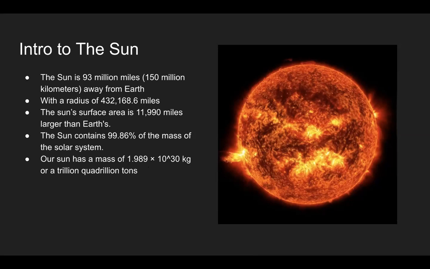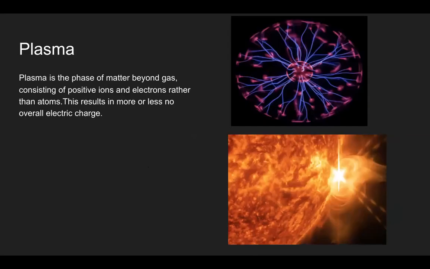Okay. And the sun is all made out of plasma. So, what is plasma? Plasma is the phase of matter beyond gas consisting of positive ions and electrons rather than atoms, and this results in no overall electric charge. So it's neutral because the positive ions and the electrons, so it's positive negative, which is neutral.